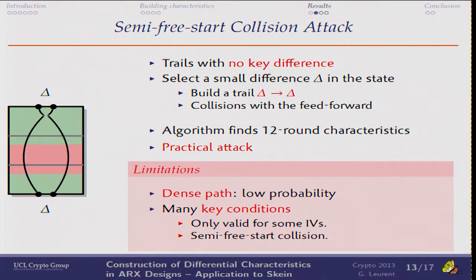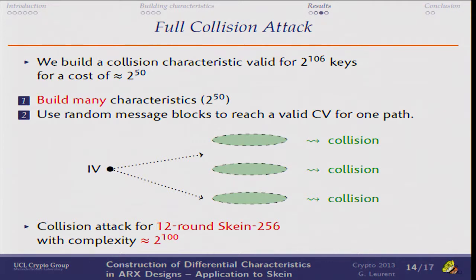So we can still try to build a collision attack. We build a lot of characteristics like this, many, many characteristics, and each of them is valid for subsets of the chaining values. We use a kind of meet-in-the-middle approach, where first we build all those subsets, and then, starting from the actual IV, we use random messages and try to reach one of those subsets. If we do this, we get a collision attack for the hash function Skein, reduced to 12 rounds, and the complexity is about 2 to the 100. This is nice because it's really an attack on the full hash function. It's not some weak distinguisher on the compression function. But of course, the number of rounds that we can reach is pretty small.